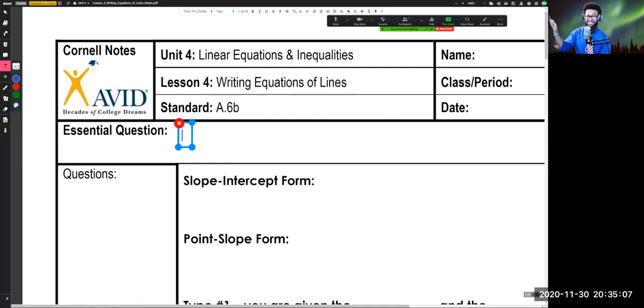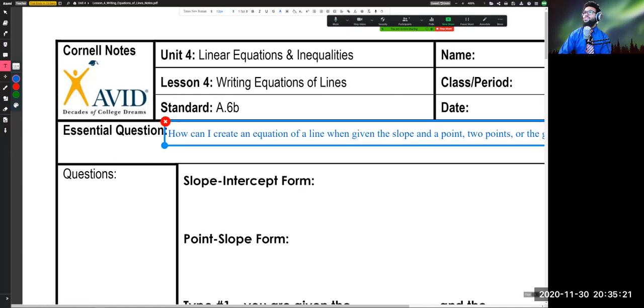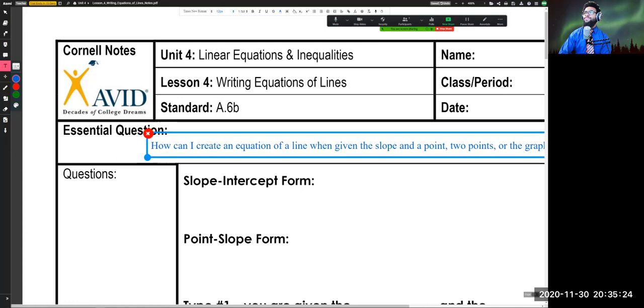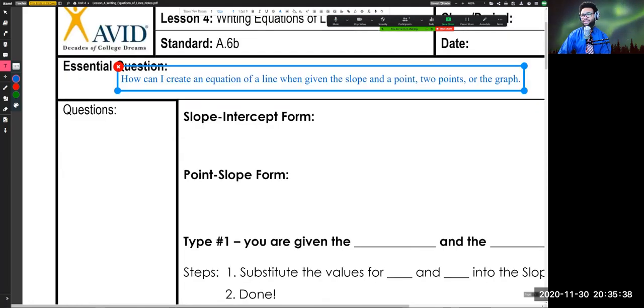And since our goal was to write the equation of a line, our essential question is going to revolve around that same thing. All right, so our essential question is going to be, how can I create an equation of a line when given the slope and a point, 2 points, or the graph? And in this lesson, I'm going to try to keep things color coded really well. But if I forget to do a particular color for something, forgive me. It's a lot to handle and to keep track of. All right, but let's get into the lesson.